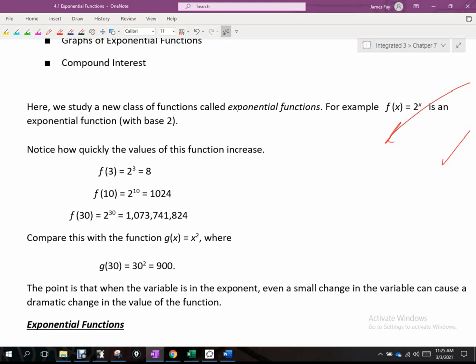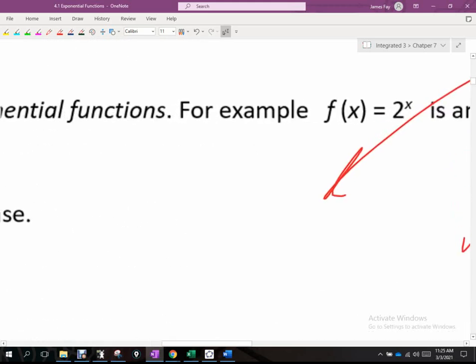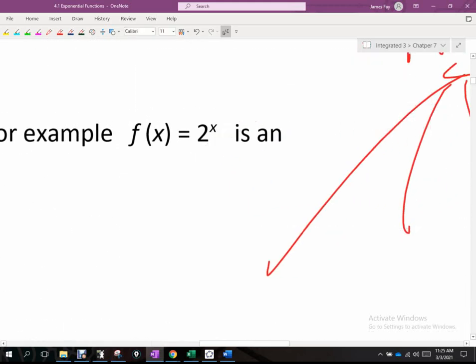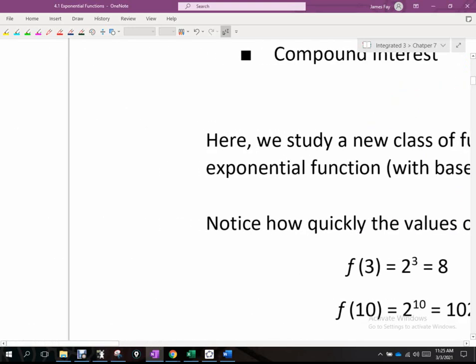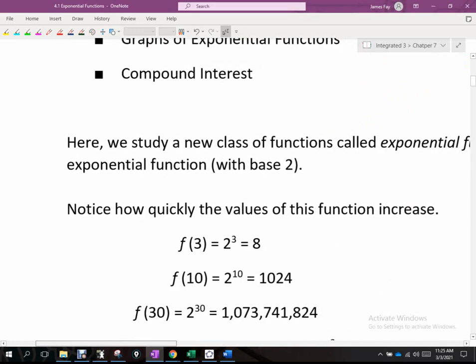Now the new function is exponential, and the difference now is that the exponent is going to look something like this. The exponent is in, or the variable is in the exponent. Is that okay with everybody? Does that make sense? Okay. So that's how we're going to define and make sure that we understand that we have an exponential function.